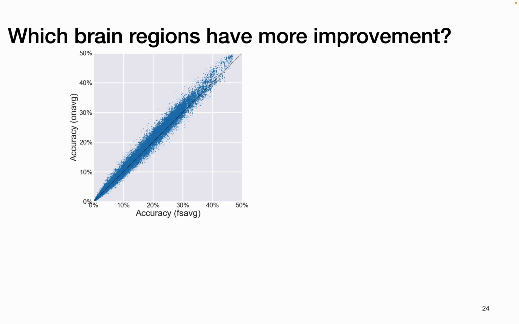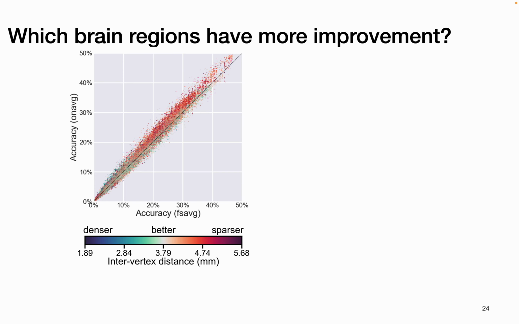In this figure, roughly 60% of the dots are above the diagonal, which means in these searchlights, the classification accuracy is higher based on the unaveraged template than based on the FS average template. Interestingly, if we color the dots using inter-vertex distance, most of the dots above the diagonal line were colored red, which means that those were the regions that were sparsely sampled based on the FS average template.